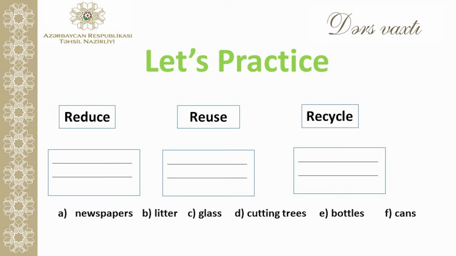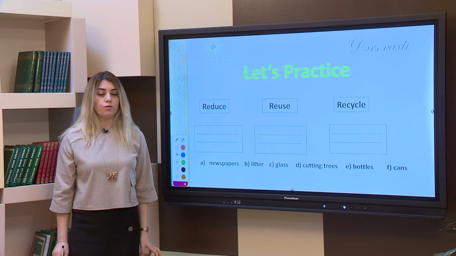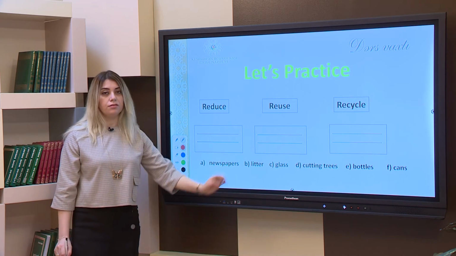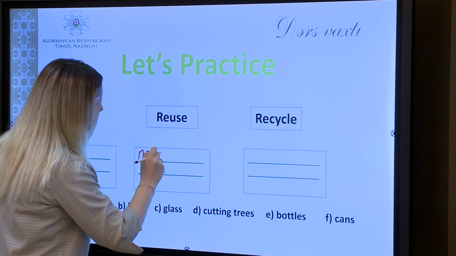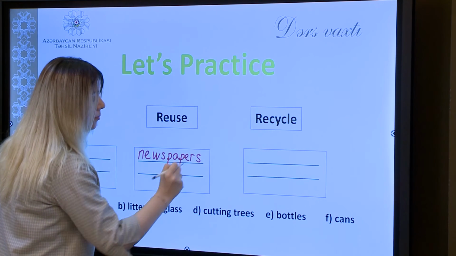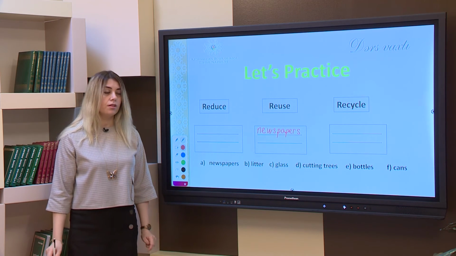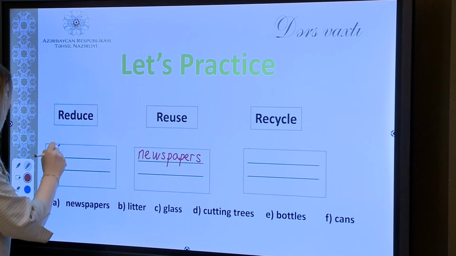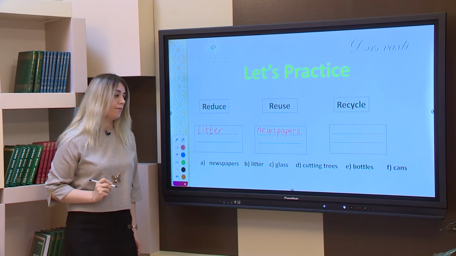A is newspapers. What to do with newspapers? Reduce, reuse, recycle. As I told you, we can reuse the newspapers or we can recycle them. I will put it here. Newspapers. The next one is litter. Litter is trash. So we should reduce litter. Remember, reduce means make less.